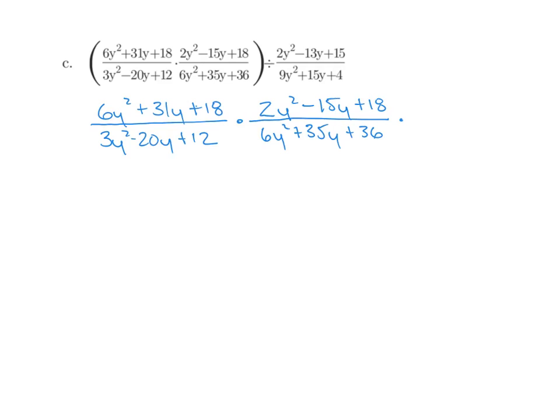And now I want to flip my last fraction because it is a division. So we're going to change it to a dot and we flip the last one. So we get 9y squared plus 15y plus 4 over 2y squared minus 13y plus 15.